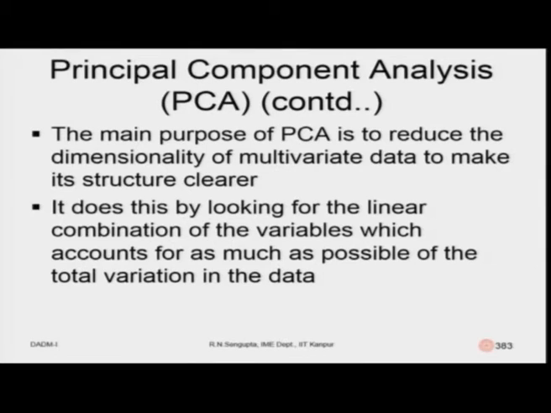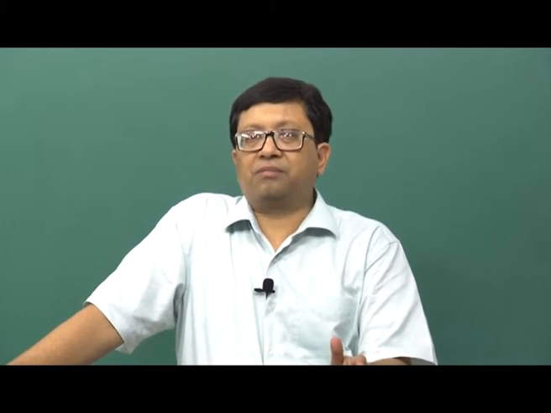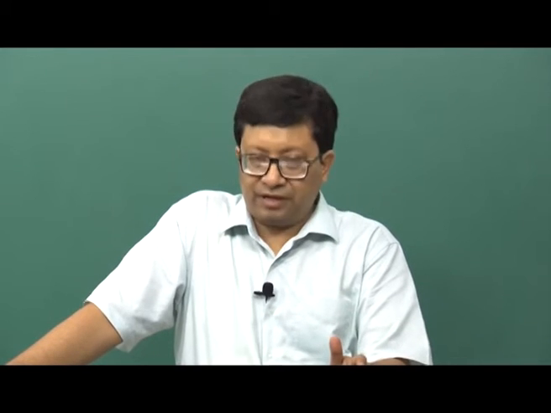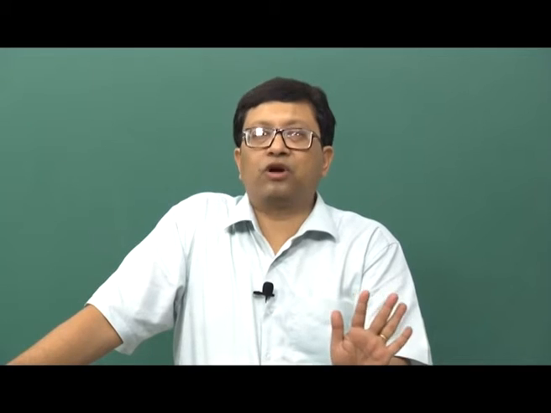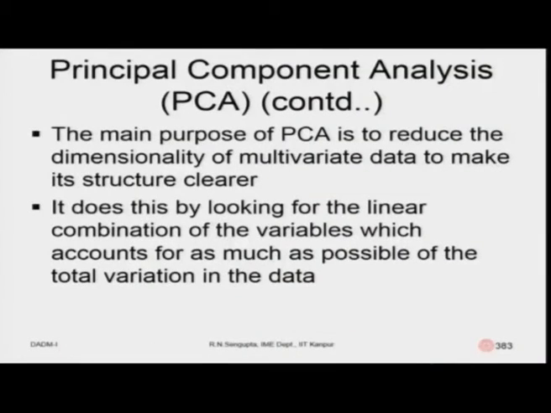The main purpose of PCA is to reduce the dimensionality. That means, if there are p number of variables given, we want to find out the minimum number of variables which gives us the maximum amount of dependent structure or the output. By the word output, I mean the dependent structure. So, it is basically to reduce the dimensionality of multivariate data to make its structure clearer and find out their dependence concept.